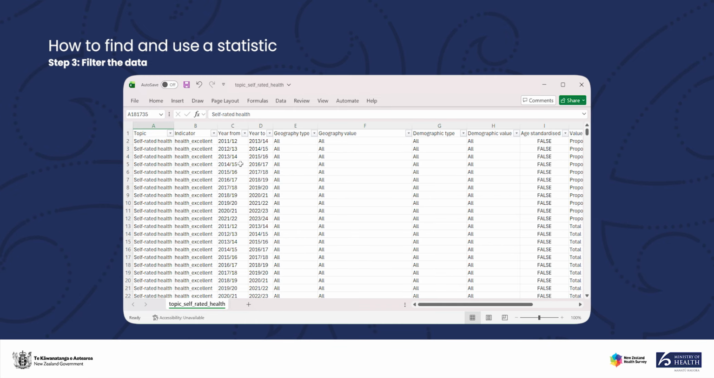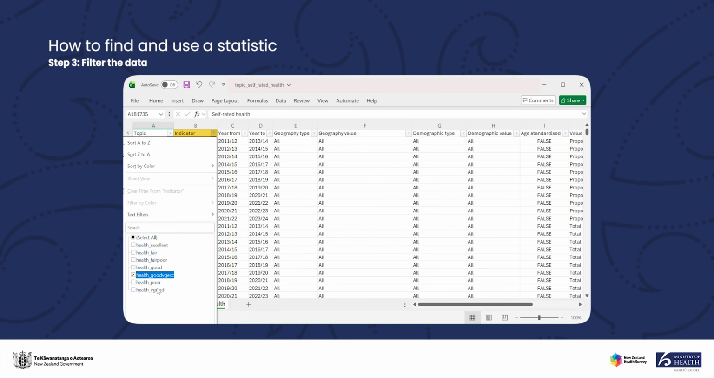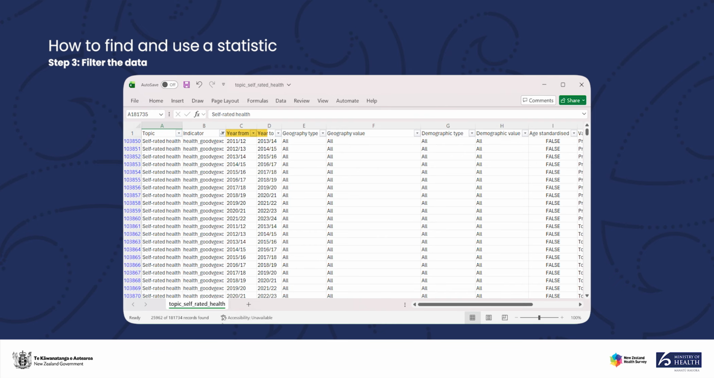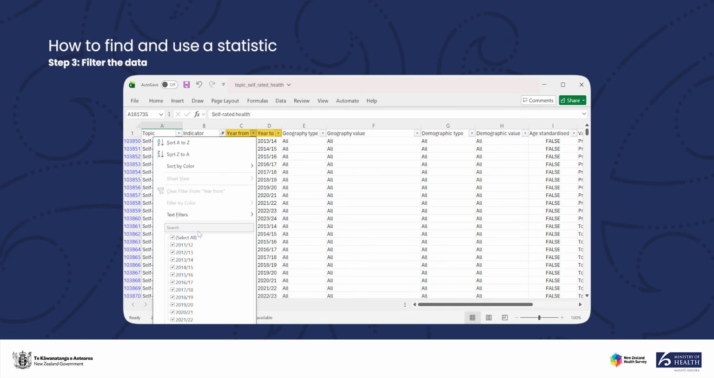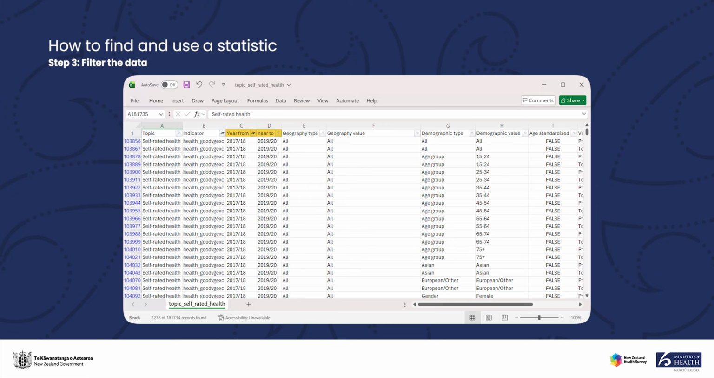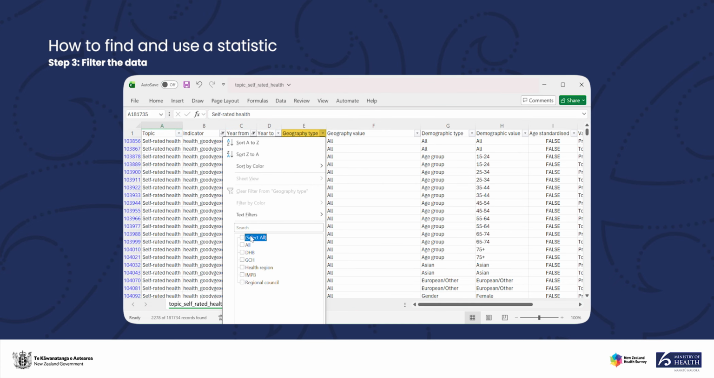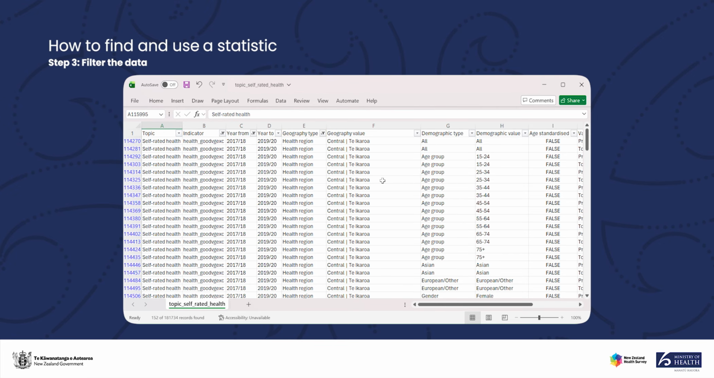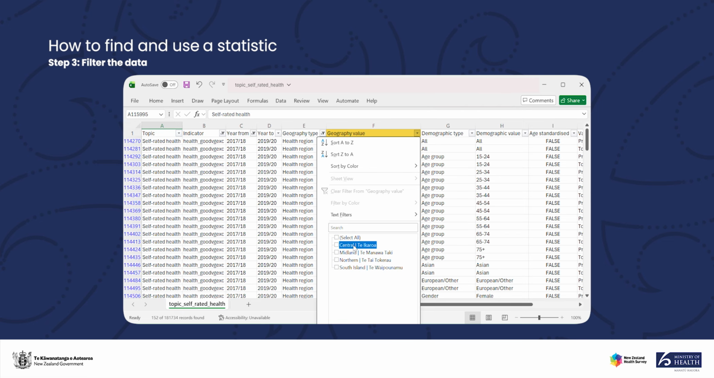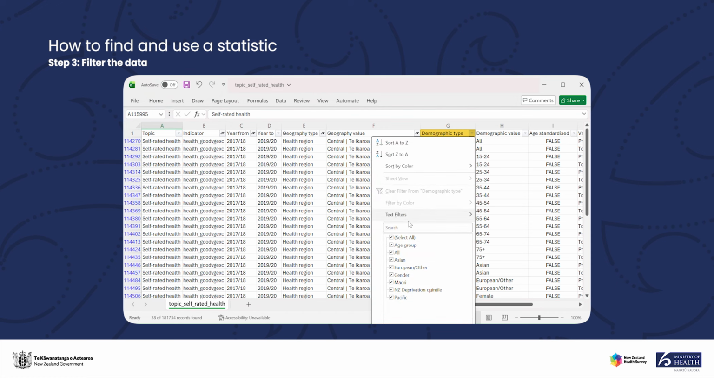I've already identified the indicator I'm interested in, which is the Health, Good, Very Good, Excellent indicator. I'm interested in data around 2018, so I'll select the 2017-18 to 2019-20 3-year pool because it's around 2018. I'm interested in the Central Te Koroa Health Region, so I'll select Health Region under Geography Type and Central Te Koroa under Geography Value. I'll select all under demographics since I'm not focusing on any particular subgroup.